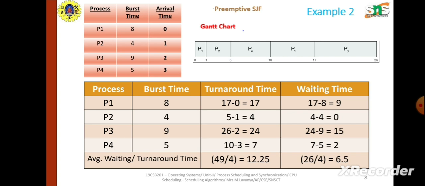Then using this turnaround time, we will find the waiting time. The waiting time formula is turnaround time minus burst time. So for process P1, its turnaround time is 17 minus its burst time 8 equal to 9, which is the waiting time of process P1. Consecutively for P2, P3 and P4, the waiting times are calculated using the formula, and for finding the average waiting time, we sum all the waiting times of processes P1, P2, P3, P4 and find the average. The average is 6.5 milliseconds.